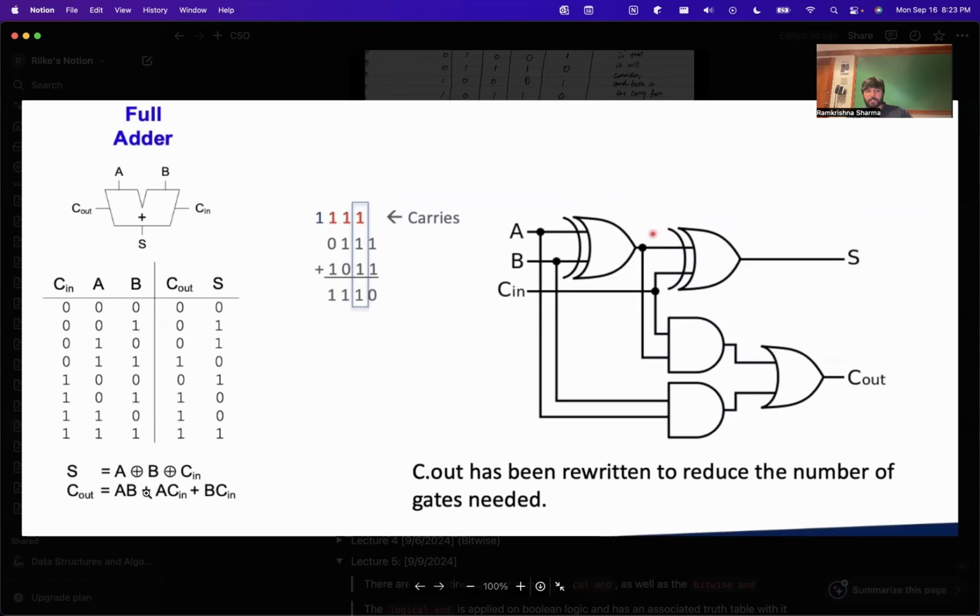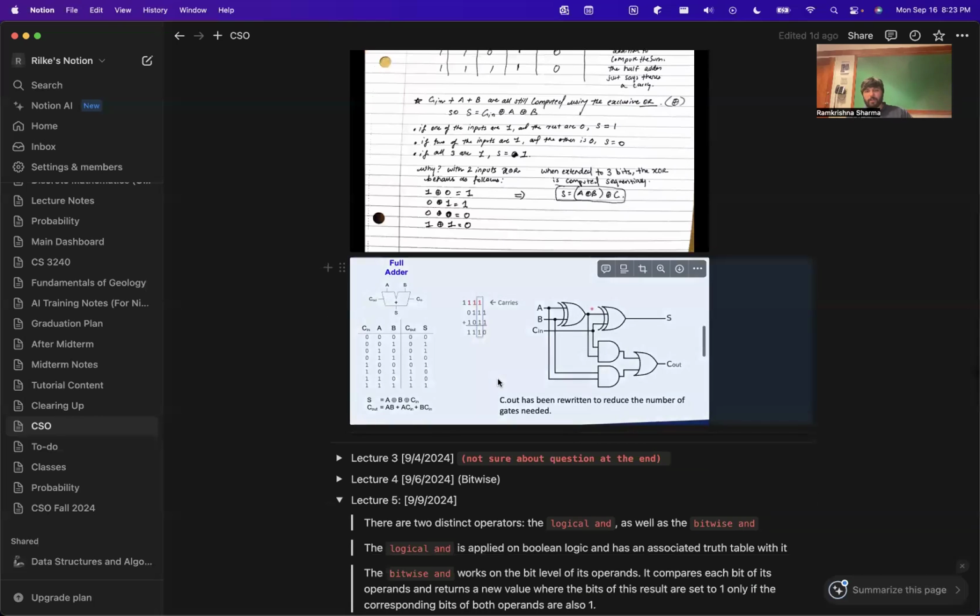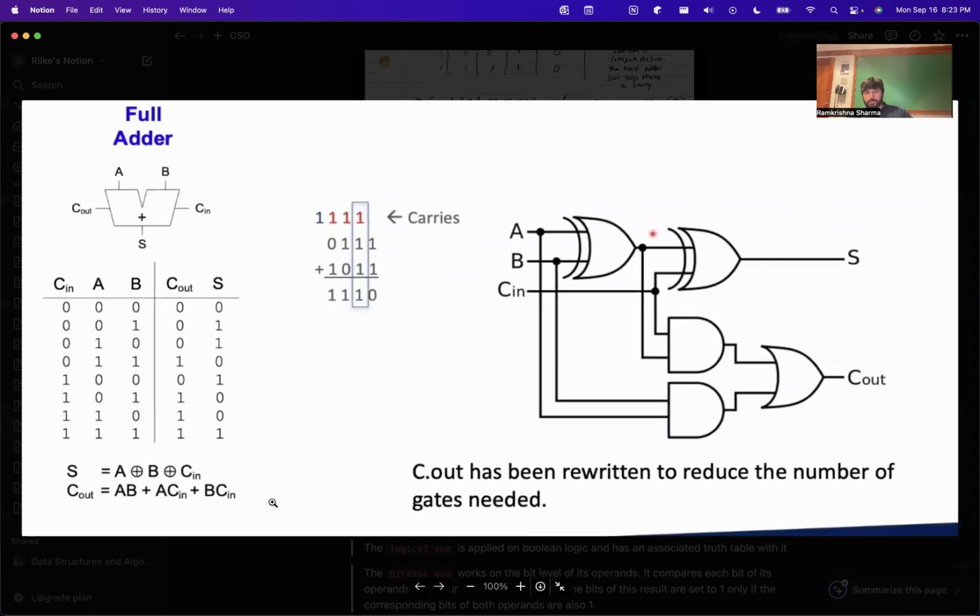Well, these should actually be ORed together, XORed together, in fact. Or not XORed, rather, just ORed, right? So your AB component, your AC component, your BC component are all ORed, and that's your C out.